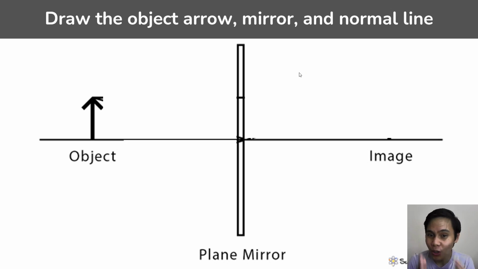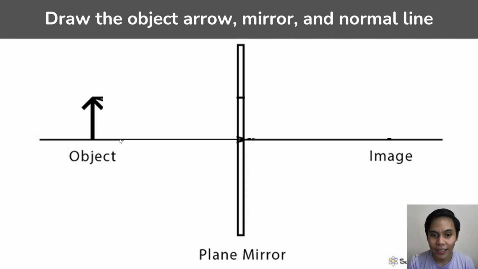So first, we draw the object, the arrow, the mirror, and the normal line. So this is the object represented as an arrow. It's useful to draw objects as arrows so that we see where the base is. We see its orientation, whether it's upright or inverted. So the tip of the arrow is where we start with most of our light rays. The mirror will almost always be placed in the center, and the object is almost always placed on the left. The standard procedure is to place the object on the left.